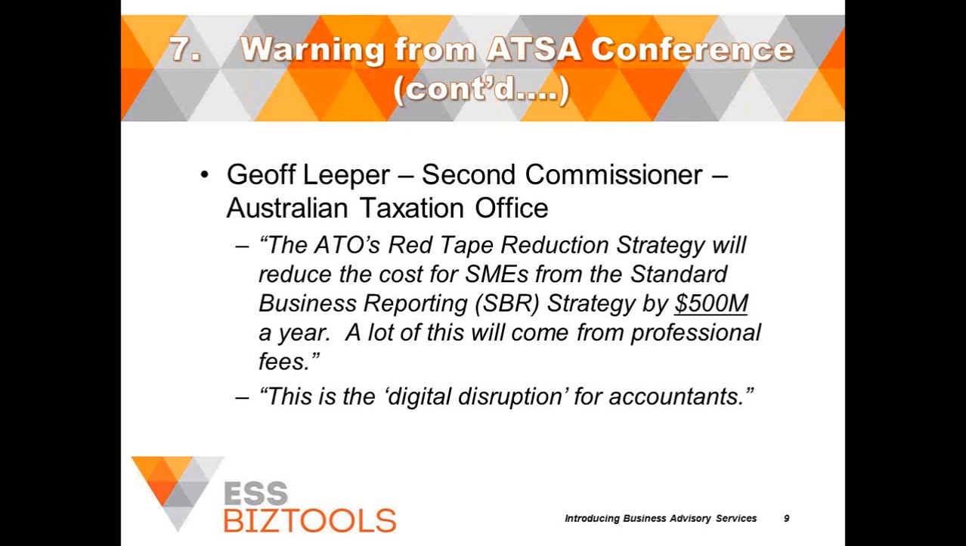He then said a lot of this will come from professional fees, accountancy fees, $500 million minimum per annum. I suspect the figure is closer to 700 or 800 million. And this is only from the standard business reporting. It doesn't include the changes that are already affecting the accountancy market from the changes in wage earner tax return lodgements, where over 1 million are now being lodged direct with the tax office.